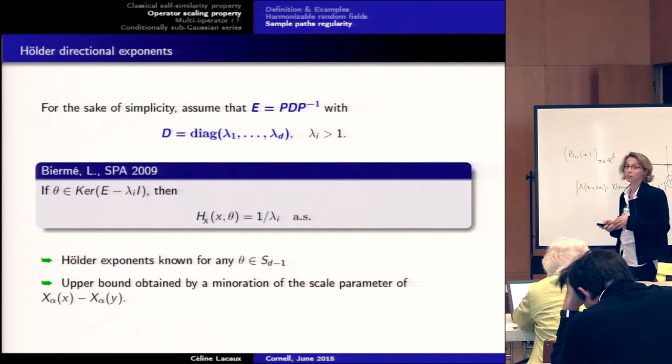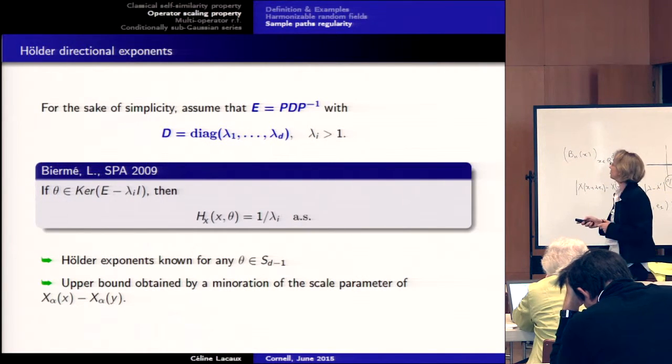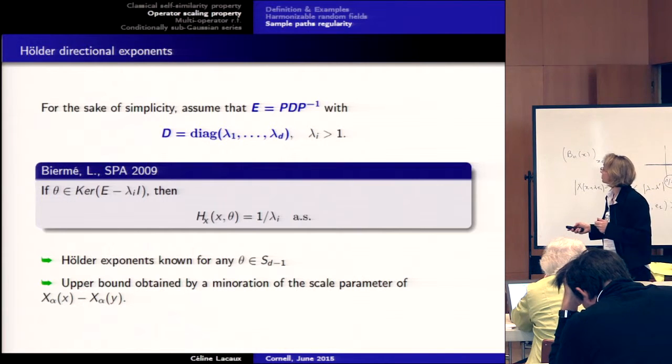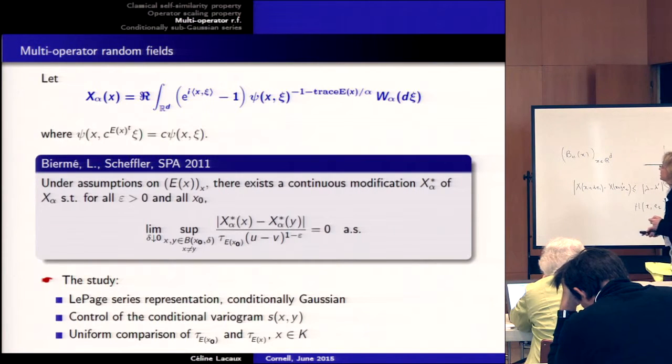So we have tried to generalize and obtain something which only depends on x. And this leads us to consider multi-operator fields, which are defined here. So the difference is only in the kernel.